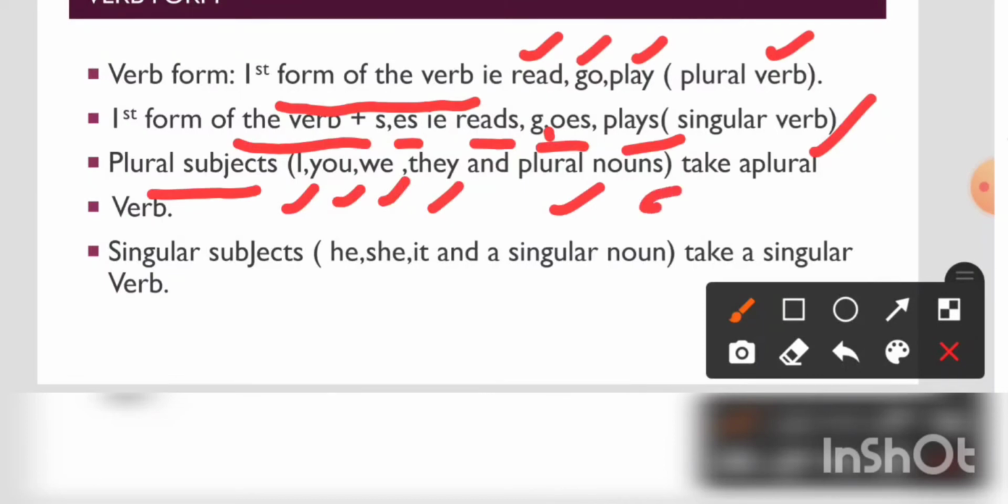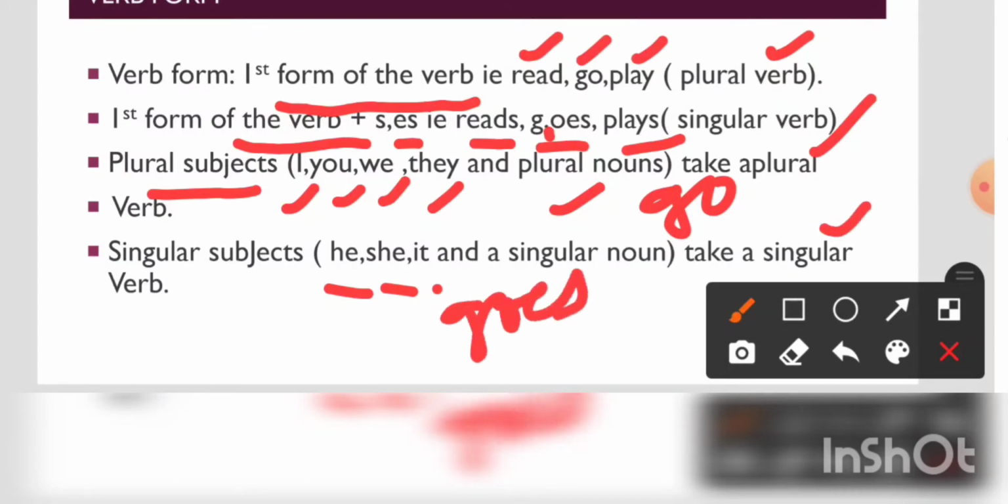Okay? "Go" is a plural verb. With singular subjects, he, she, it, and a singular noun, we use a singular verb. For example, he goes, she goes, it goes, Ram goes. So we add s or es to the first form.